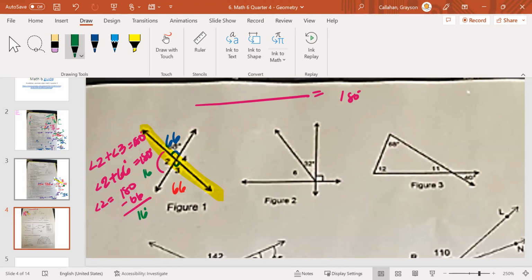If angle 2 is 16 degrees, angle 2 and angle 4 are vertical angles. Do you see the crisscross? They're opposite angles of each other. They're vertical angles, that means they're equal. So what does angle 4 equal? They're the same. If angle 2 is 16, yes, there you go.